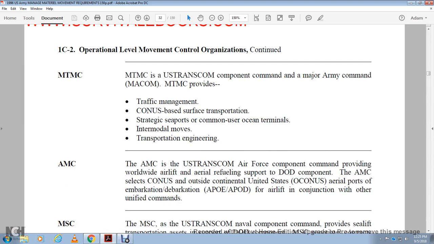it moves, transportation, and engineering. The AMC is the United States Transportation Command Air Force component, providing worldwide airlift and air refueling support within the DoD. The AMC also selects the aerial ports outside the continental United States for the embarkment, de-embarkment, and airlift in conjunction with the Unified Commands.